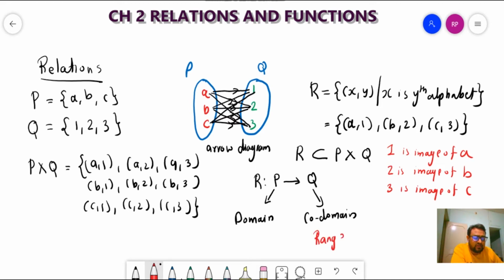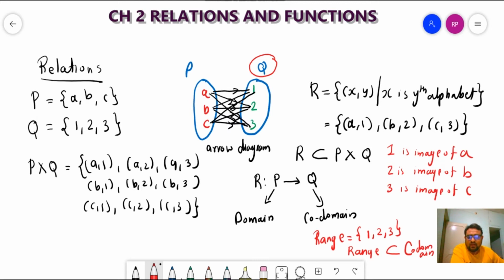So here the range will be equal to 1, 2, and 3. Remember, the range is always a subset of the codomain. So don't get confused with the terms range and codomain. Range and codomain are different. Codomain here is this complete set Q, right? And range is the image of the elements of P.